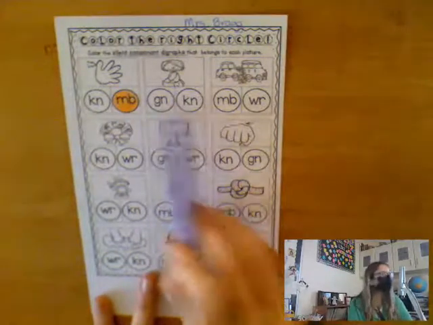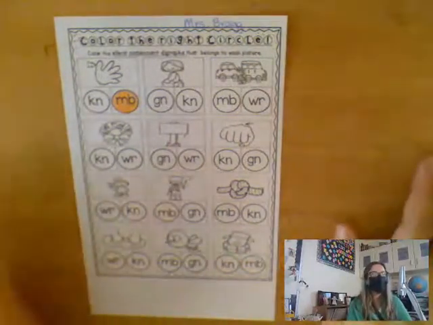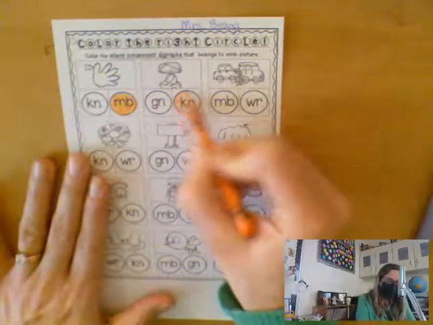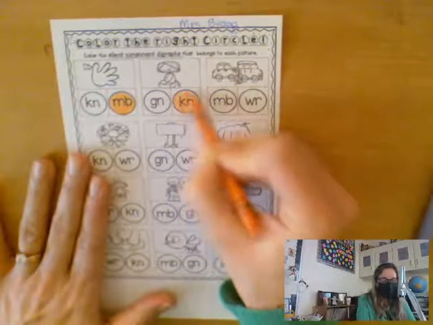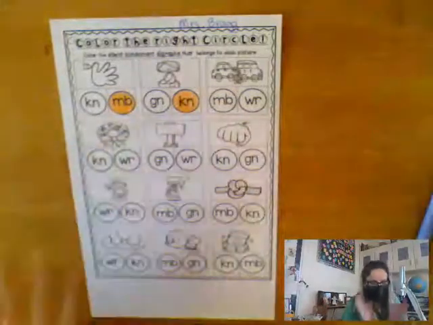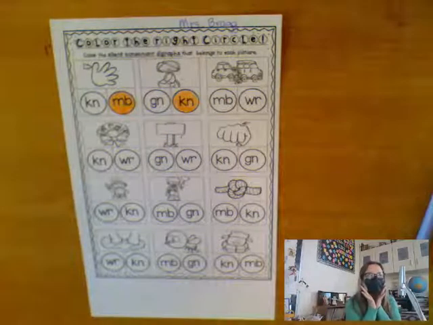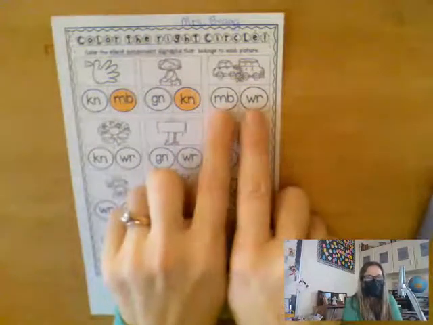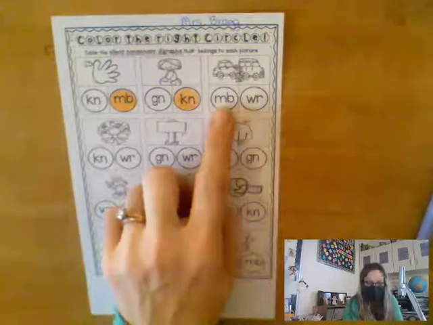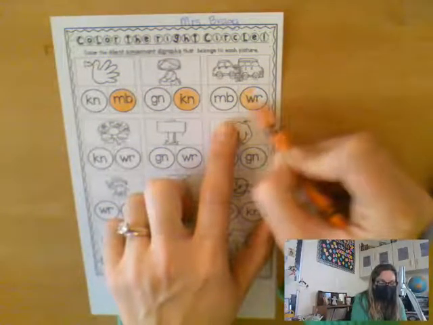Okay? This next one, we have a picture of a little girl and she's kneeling. Does anybody know which one of these we use to spell the word kneel? Do you know, Drew? KN. Excellent. So I will color the KN. Kneel is spelled KNEEL. Kneel. Oh no, the cars got into a wreck. A car wreck. Which one of these digraphs do I hear in the word wreck? Lillian? WR. Excellent.